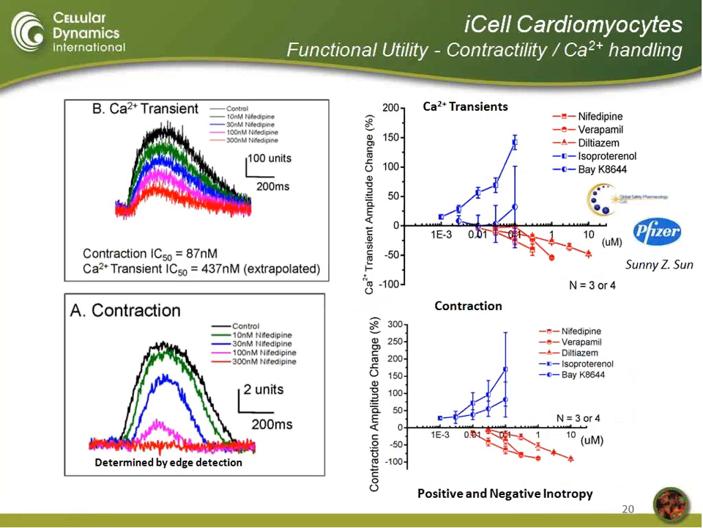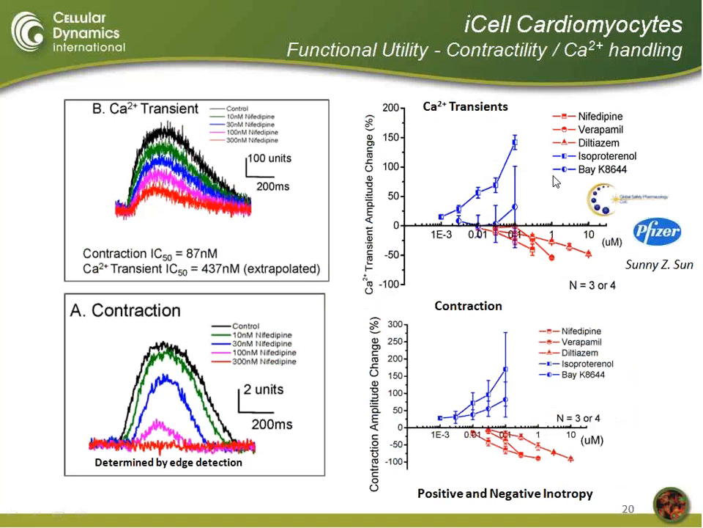Going into contraction, this work was done by Pfizer on the IonOptix system, which can measure the calcium transients as well as contraction as determined by edge detection. And here, as we block the calcium channel with nifedipine, you see a dose-dependent decrease in the calcium transients. But you also see a decrease in the contraction, as calcium is critical to the cardiomyocyte contraction.